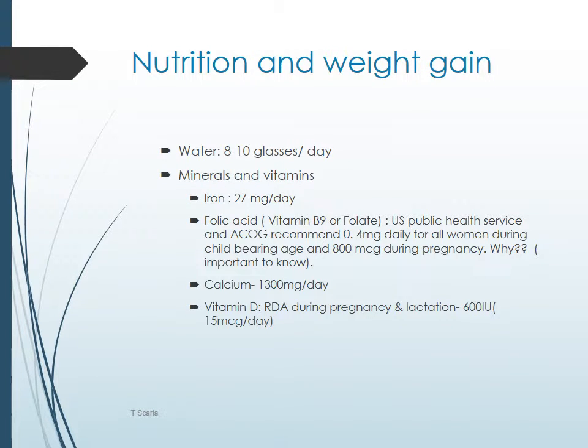A pregnant woman needs to drink at least 8 to 10 glasses of water per day. Iron requirement is 27 milligrams per day. Folic acid or folate, the US Public Health Service and ACOG recommend 0.4 milligram daily for all women during childbearing age and 800 micrograms during pregnancy. Why? I want you to find the answer for this and add to your notes, please. The calcium requirement is 1300 milligrams per day, and the vitamin D RDA during pregnancy and lactation is 600 international units, that is 15 micrograms per day.